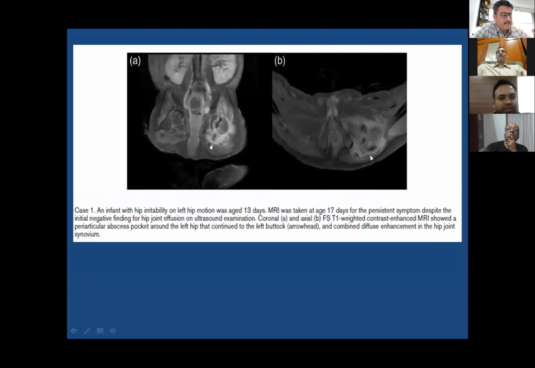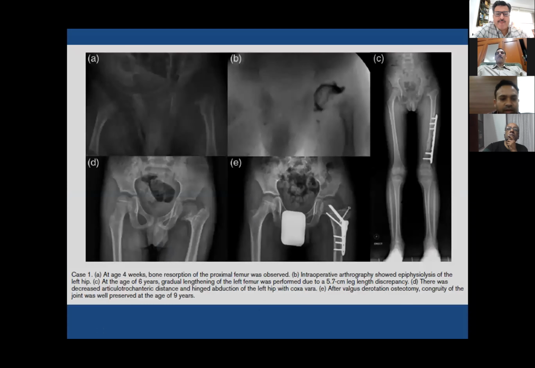This is an infant who presented with hip irritability at 13 days of age. MRI was done at 17 days, and an extra-articular collection was found, a periarticular abscess pocket, which was continuous with the left buttock. In this kid at 4 weeks, bone resorption of the proximal femur was observed. On arthrography, epiphysiolysis was seen at 6 years. They did femoral lengthening as 5.7 centimeters of shortening was there, and later did valgus osteotomy and derotation osteotomy to preserve the joint.